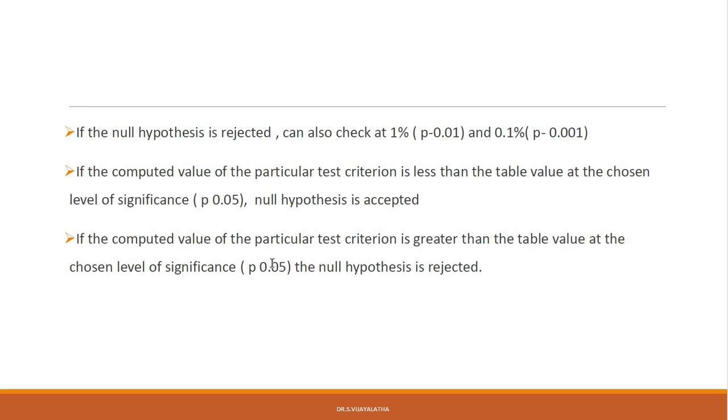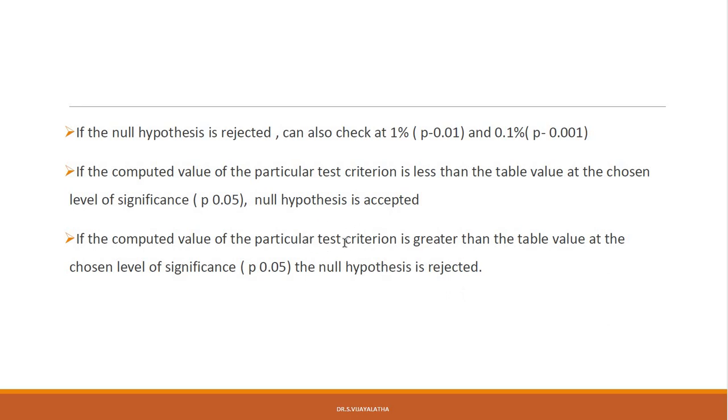If our computed value is greater than the table value at p.05 and we are sure that we are going to reject the null hypothesis, we can also check the table value at p.01 to see if our test criteria value is greater than that. If it is not so, we have to only take the decision based on p-value of 0.05. But if you find that the computed value is greater than the table value at p.01, we can mention that the decision is taken with a 99% level of confidence, p less than 0.01.